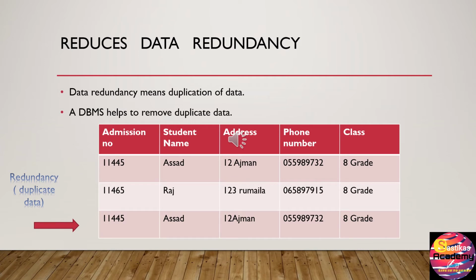First one, it reduces data redundancy. What is data redundancy? Data redundancy means duplication of data. Duplication of data means if you are storing the same registration number or admission number of a student one or two times, more than one time, DBMS helps to remove that particular data so that we can remove the duplicate data from the table easily. So DBMS helps to reduce data redundancy. In MS Access systems, redundancy means repetition of the same record.